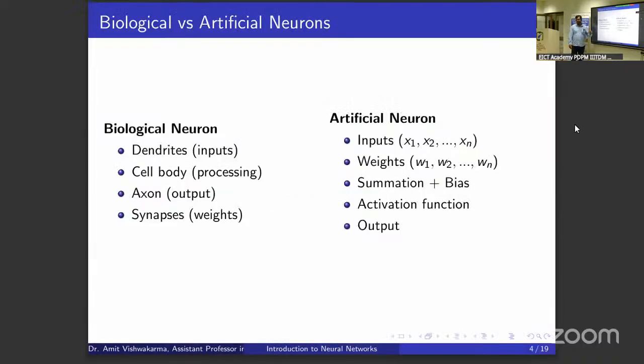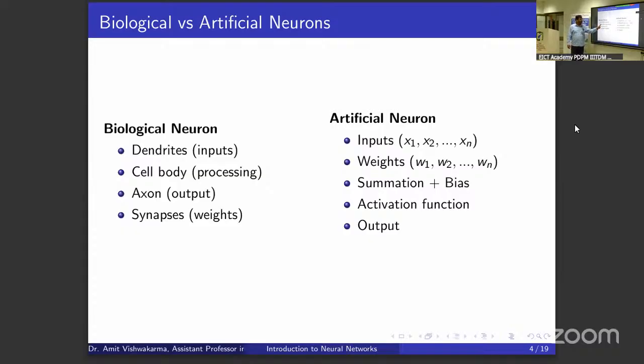Now the same thing, if we make the analogy of biological processing, biological neurons and artificial neurons. If we recall the biological concept of a neuron, dendrites are there. Dendrites are basically the input. Then the cell body. Cell body means the neuron's processing cell, so the cell body processes this input.